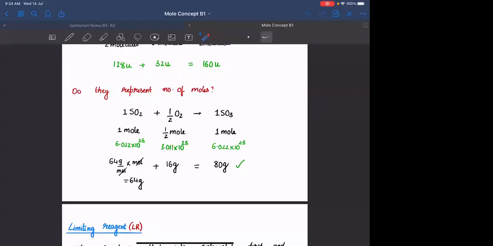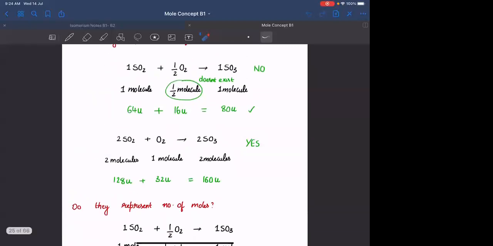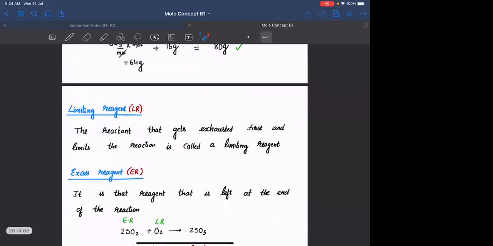Whenever they are representing the amount in terms of moles, they can be fraction or integer. But whenever we say they are the number of molecules, they should not be fractions, because a fractional molecule doesn't exist. Agreed? Yes, sir.